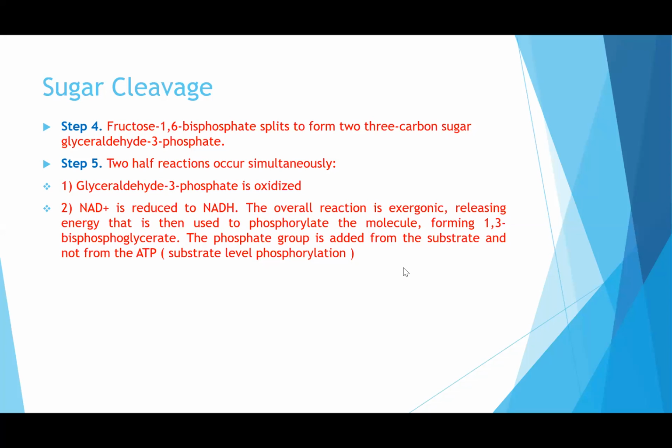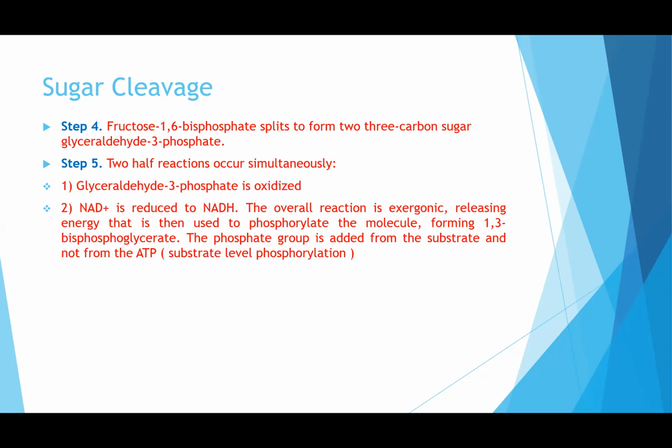Now the question in our mind: does this phosphate have the same energy as the one in ATP? No. So where does the energy come from? Look at this reaction. The overall reaction is exergonic, releasing energy. This energy is used to provide a phosphate group to the oxidized aldehyde to convert it into phosphoglycerate, and also make it phosphorylated. So two things are occurring simultaneously.